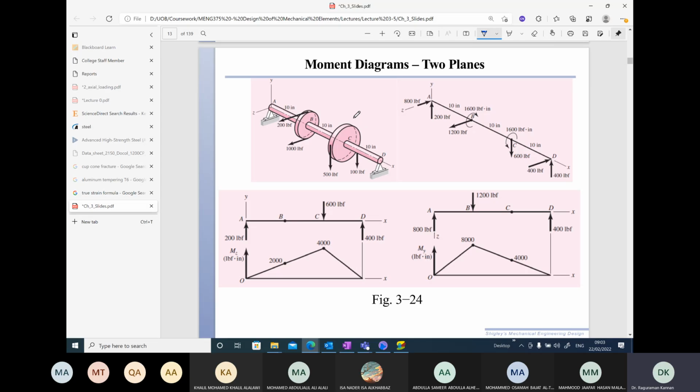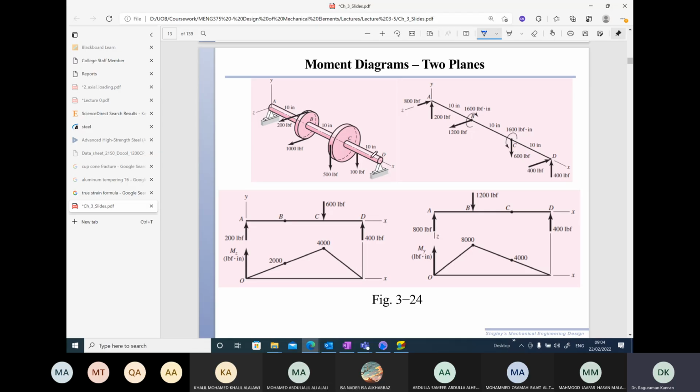So how will you draw the shear force or bending moment diagrams for the 3D case? Especially in shafts, you will be asked to draw the bending moment diagrams specifically. So how do we draw in the 3D case? What you have here is a shaft with 2 pulleys. One of the pulleys at B has a force in the Z direction, and the pulley at C has a force in the Y direction. So how do we solve it?